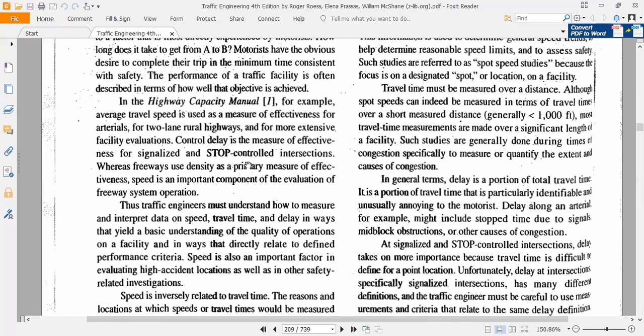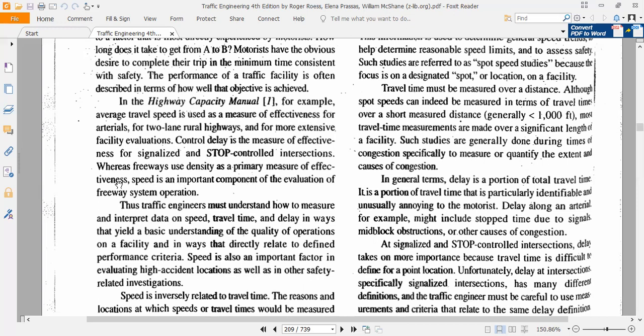But what if you have an intersection, and that can be a signal control or a yield control intersection? For that, the measure of effectiveness is the control delay. What is it? We'll explain it in a while. Whereas freeways use density as a primary measure of effectiveness.